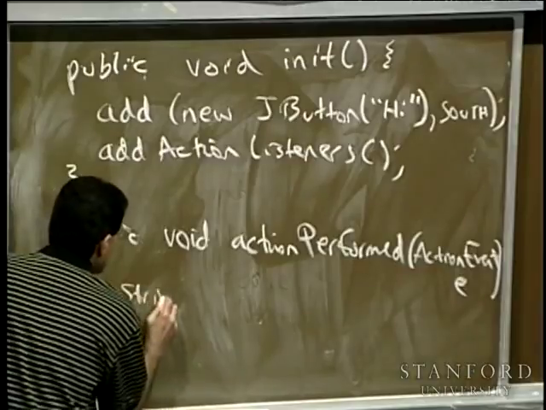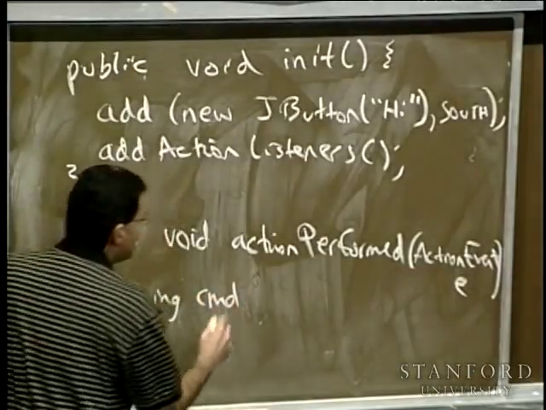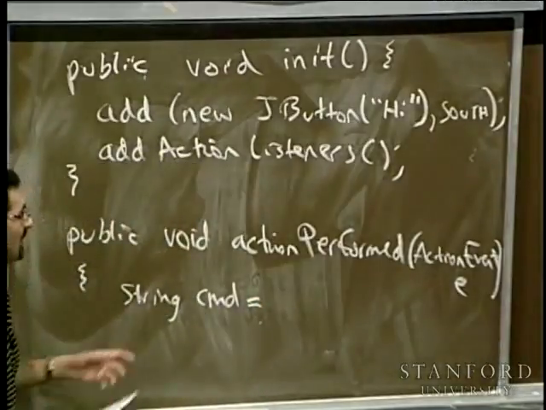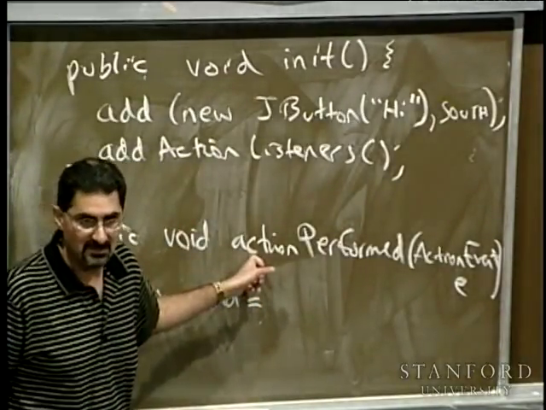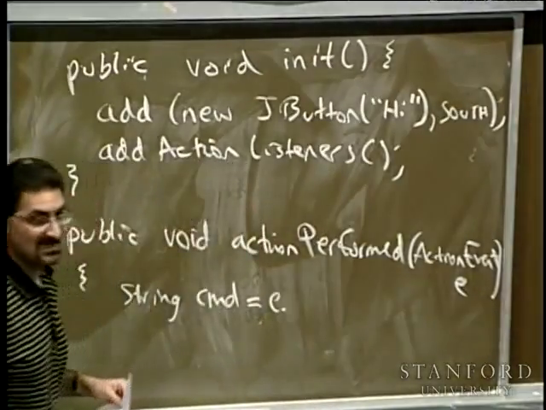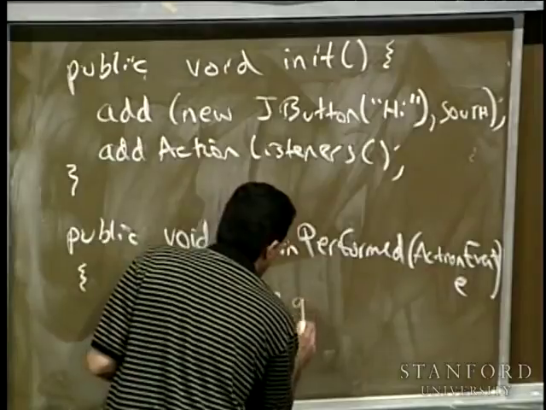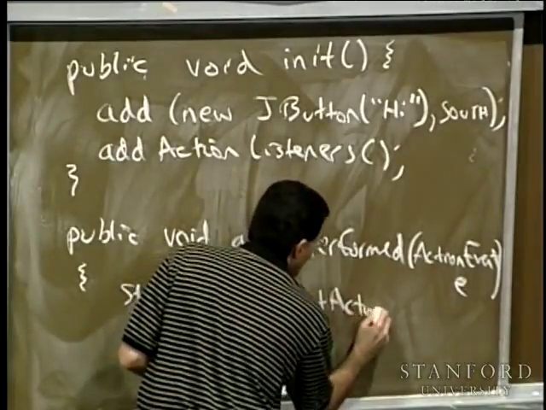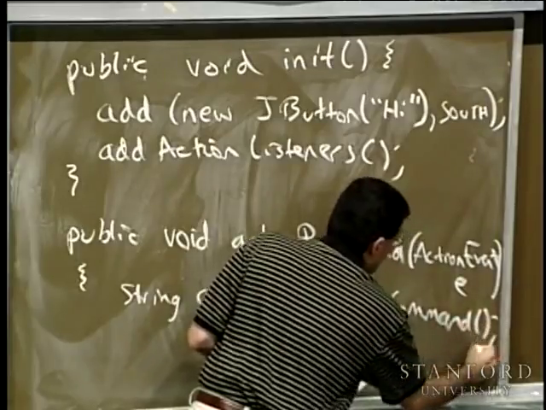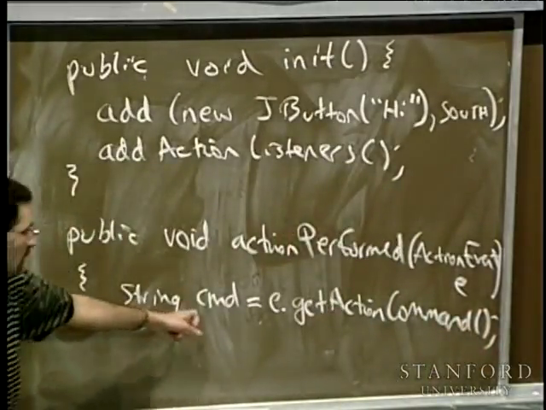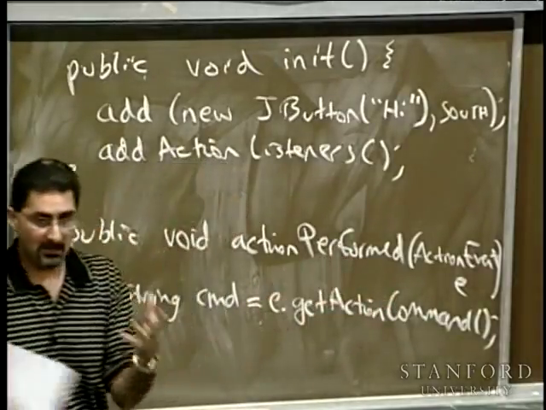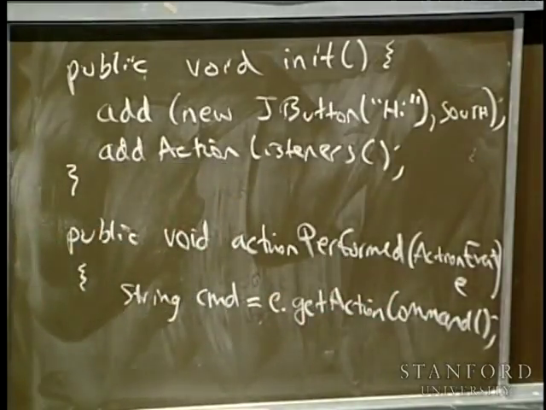What you do is you're going to have a string that we'll call cmd, for command, which is going to be essentially the command that caused this action to be performed. Okay? What does that mean? What it means is this action event, e, we're going to call a method on it called getActionCommand. And getActionCommand returns to you a string that we're just going to assign to this variable command. So we say, hey, an action was performed. Get from me some string that refers to what action was performed.